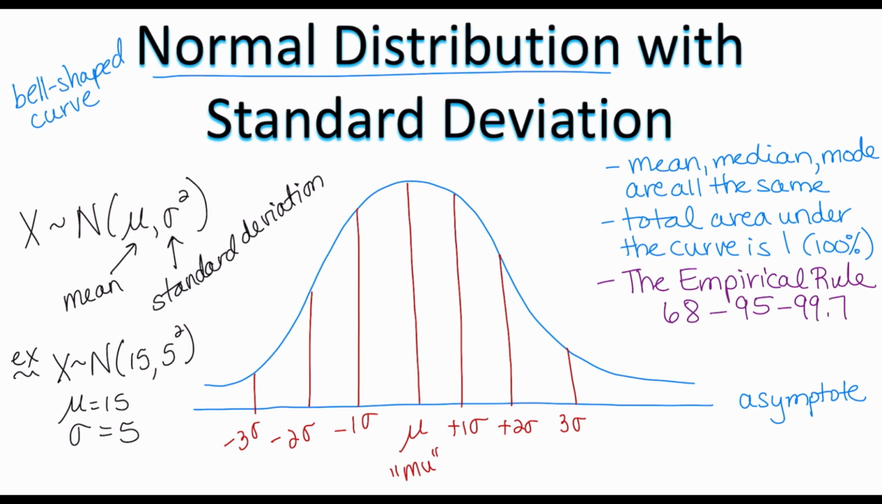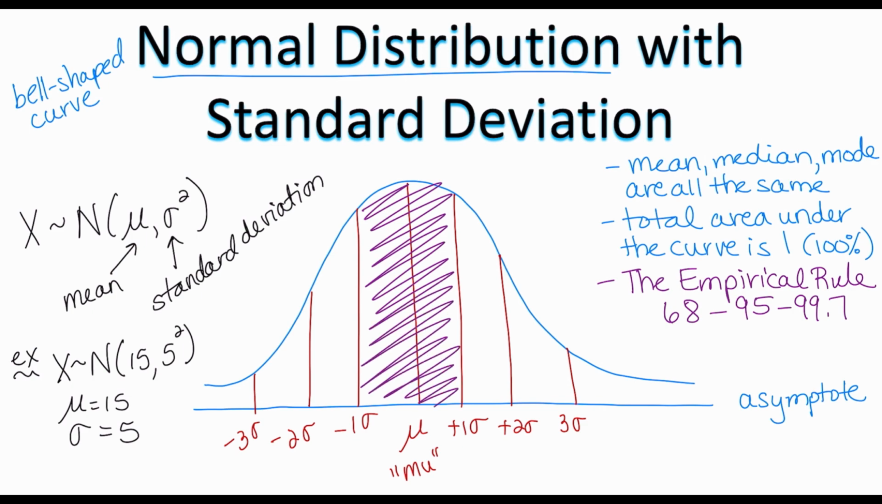99.7 rule, because what this tells me is that as a rule of thumb, 68% of the data falls within 1 standard deviation of the mean, okay? So here's 1 standard deviation of the mean. I'm going to go ahead and shade this in purple. So this represents about 68% of the data. So that's the first part of the empirical rule. The second part is 95%.